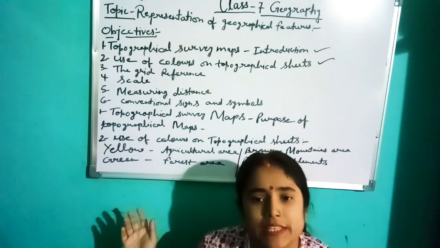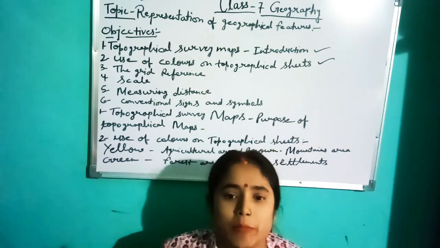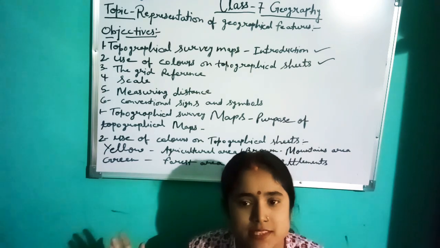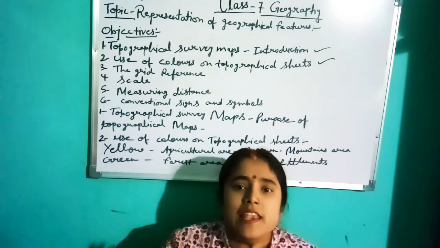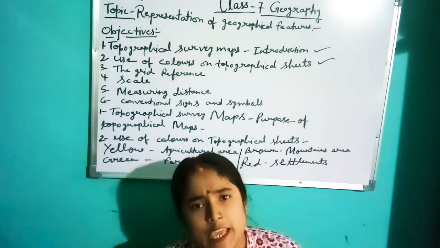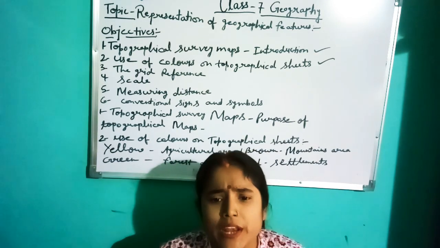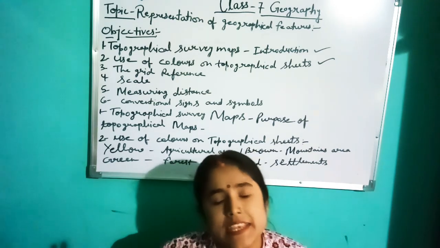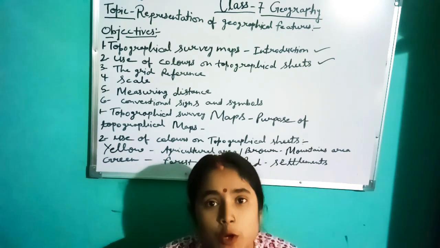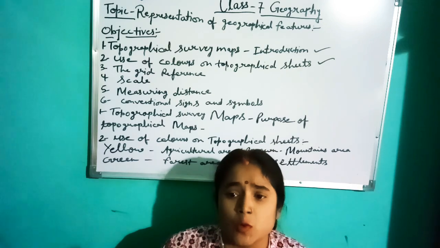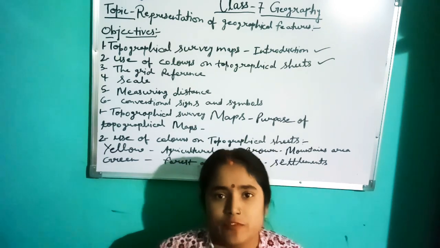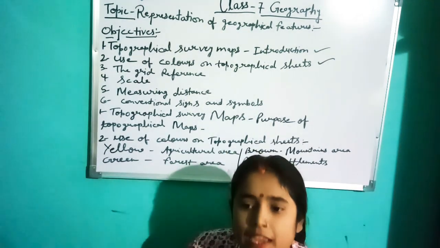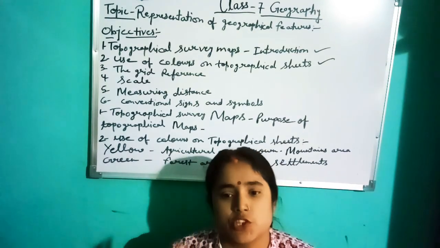Students, as we all know, these types of maps are commonly known as toposheets. They are large scale maps based on the accurate survey of the land. These maps also show the natural features of the ground, for example hills, elevation, drainage, trees and vegetation.